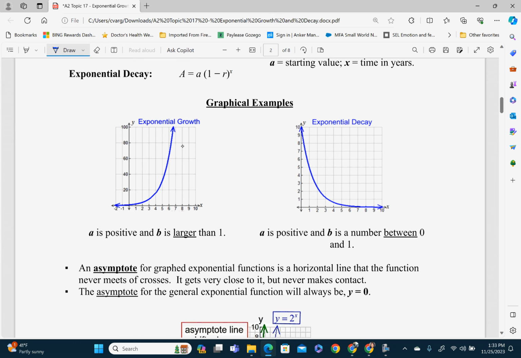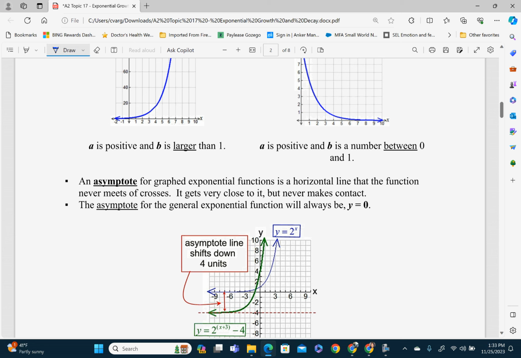We talked a little bit about what the graphs are going to look like. Here the a is positive and the b is larger than 1. In this one, a is positive and the b is a number between 0 and 1. An asymptote is basically a line that the graph can never cross. For example, in this case, if I draw the x-axis, the graph never goes to negatives. So the asymptote for a general exponential function is always going to be y equals 0, which is the x-axis. And again, it can never cross into the negative for the general one.